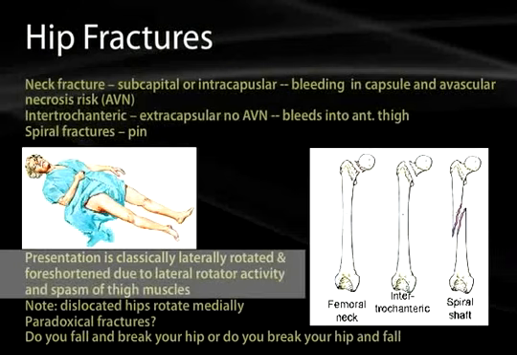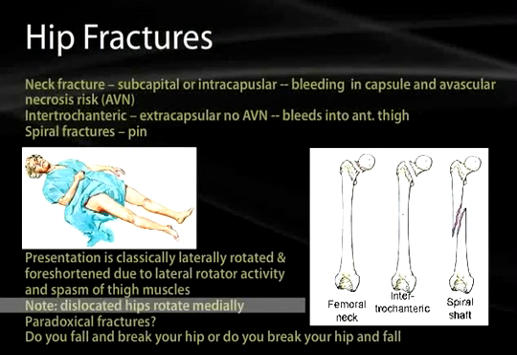The presentation is important because it's classically laterally rotated and foreshortened due to the lateral rotator activity and the spasm of the thigh, which is still attaching to the greater trochanter. As for dislocations, there's no separation of those things, and the medial rotators are more powerful, therefore the dislocated hip tends to rotate medially on presentation.